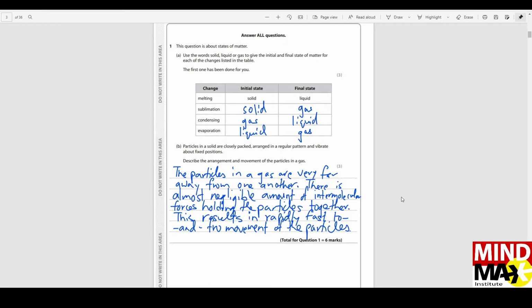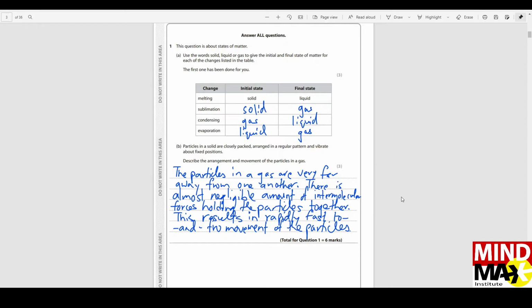So sublimation, in sublimation the initial state is solid and it ends up as a gas. There is no liquid state. Condensation is the process of a gas turning into a liquid, and evaporation is the process of a liquid turning into a gas. So particles in a solid are closely packed.